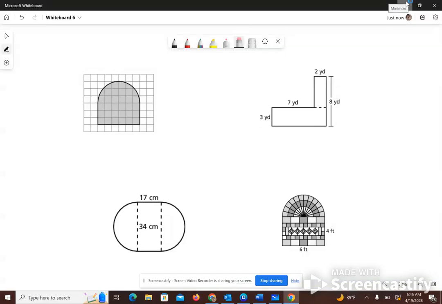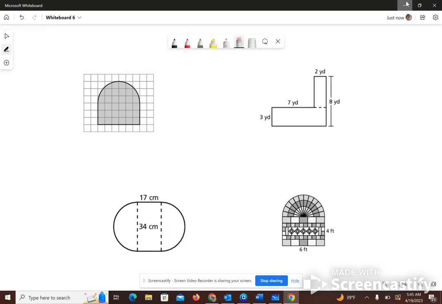For all of these shapes, you're going to find the perimeter of them. If it's specifically a circle, then it's called the circumference. But if it's a mixture of triangles, trapezoids, circles, rectangles all put together, then you would call it perimeter.